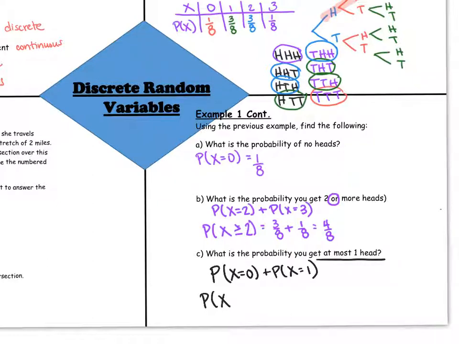Less than or equal to 1. Less than or equal to 1 means what numbers? It'll be 1 or 0, which is what we're looking for. 1 or less, which is those two. So you get 1 plus 3, which is 4.